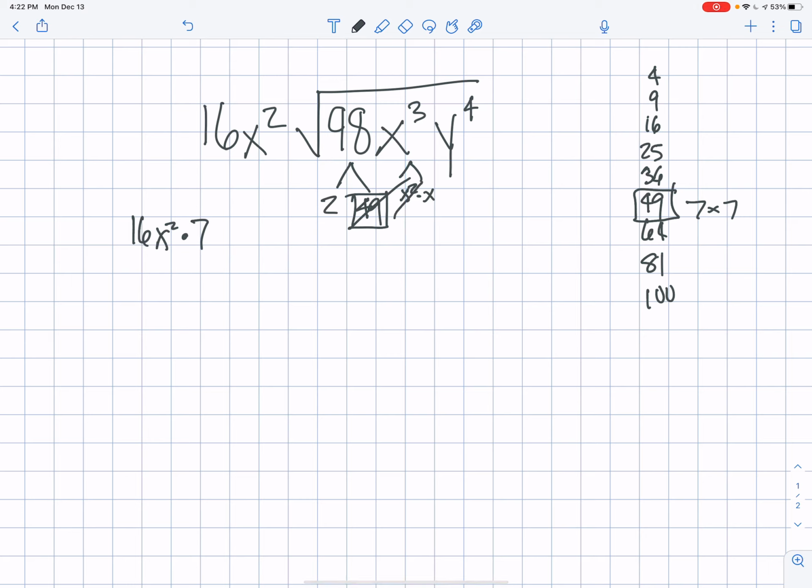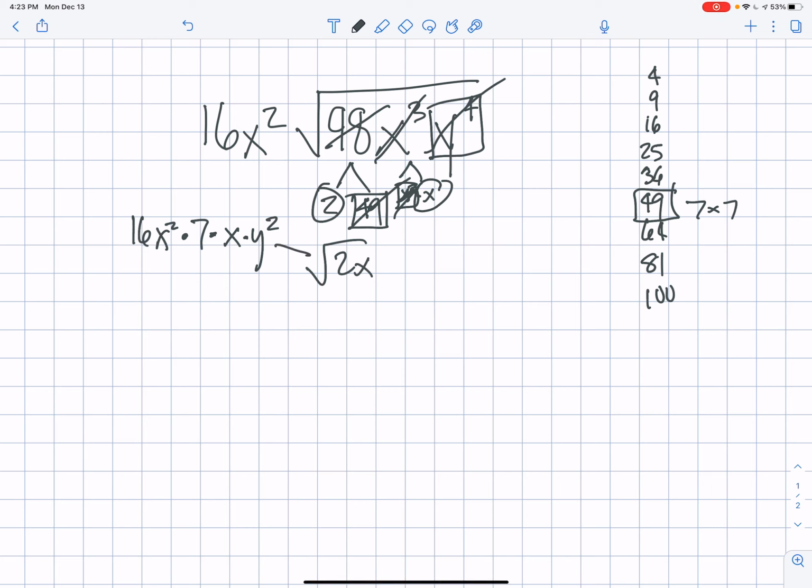Okay? All right, x to the third is just x squared times x. And I can take an x out of the x squared, so that's a perfect square as well. y to the fourth is a perfect square. So the square root of y to the fourth is just y squared. So all I'm left with, I've already broken 98 down, and I've already broken x cubed down, is 2 and x underneath the radical, square root of 2x.